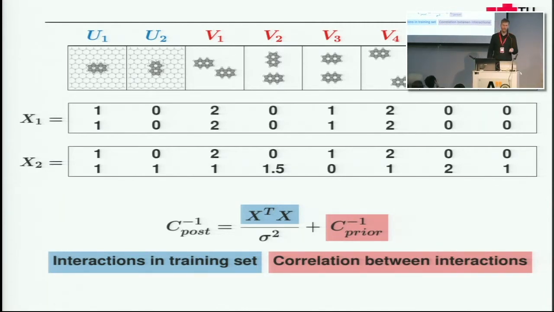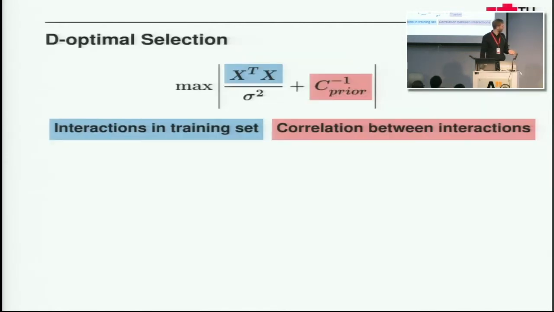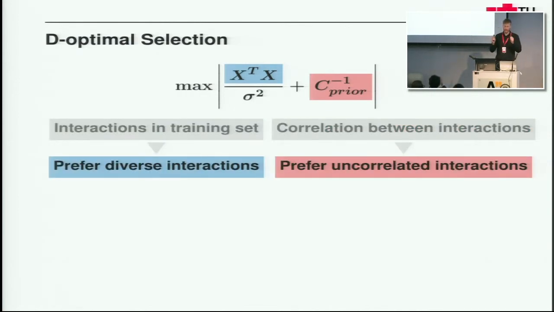And now there are a couple of ways to evaluate that come from experimental design theory. A couple of optimality criteria. The particular criterion we've chosen is called the D-optimal selection, and it seeks to maximize the determinant of the inverse posterior covariance matrix. And what this does is the first term leads to us preferring a training set with interactions that are as diverse as possible, and the second part with a prior covariance matrix leads us to prefer interactions that are as uncorrelated as possible, right? So we have a training set with many different interactions that are uncorrelated, and that should maximize what we learn.